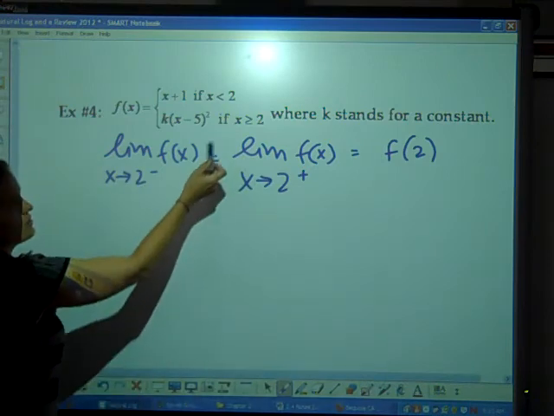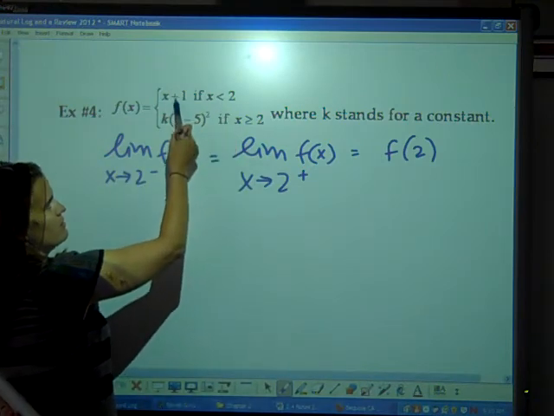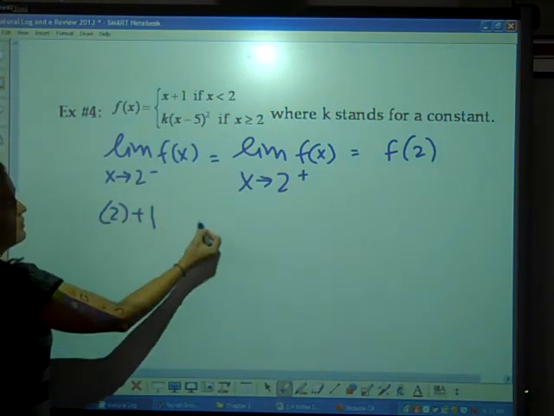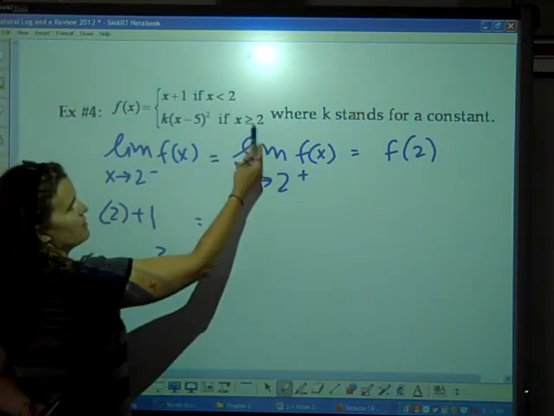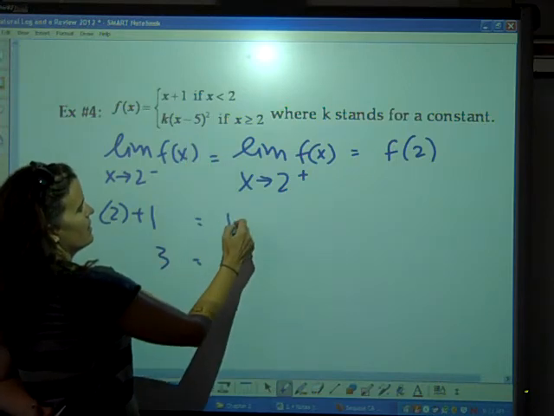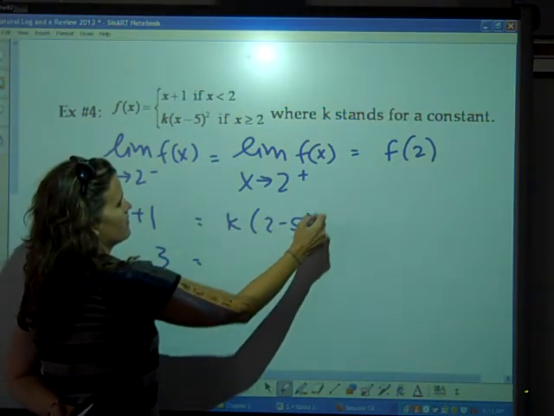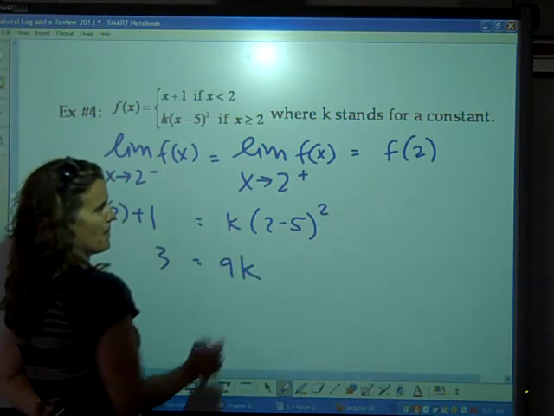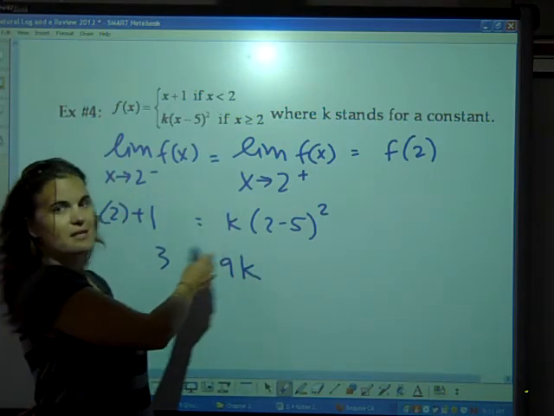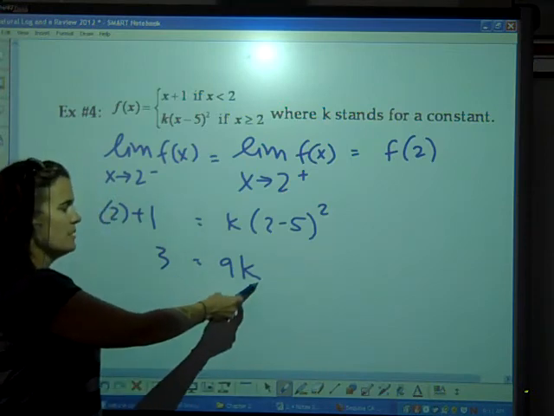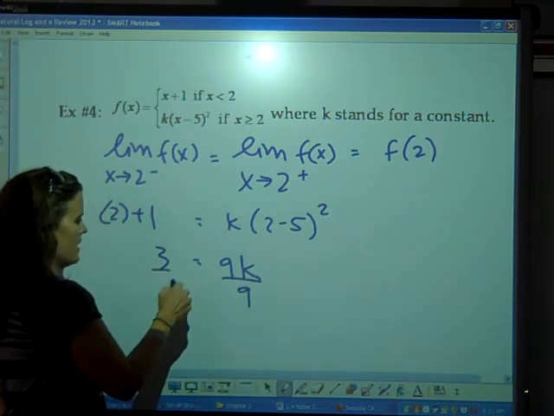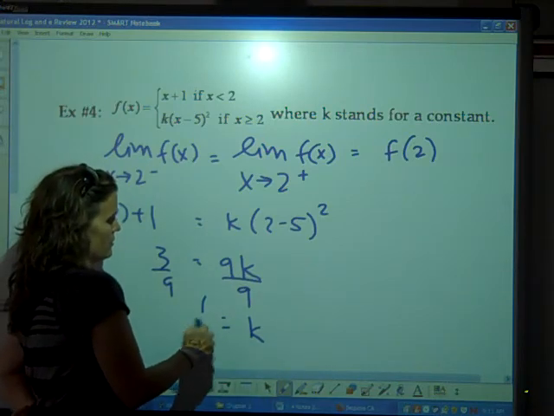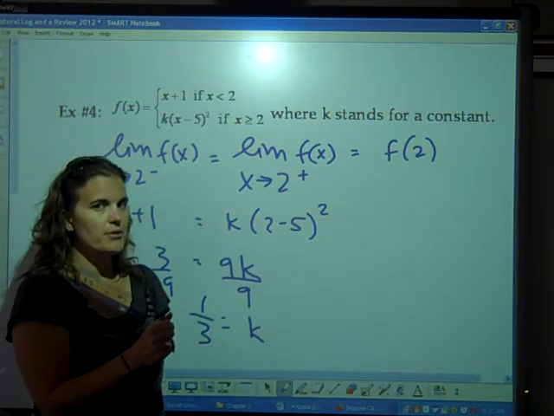Okay. So essentially what we're doing is plugging in 2 into this equation from the left. So 2 plus 1. We want that to equal plugging in 2 into this equation. So k times 2 minus 5 quantity squared. So negative 3 squared would be 9k. So if the limit from the left has to equal the limit from the right, then 3 must equal 9k. So divide both sides by 9, and we're left with k equals 3/9, which you could totally leave, but let's go ahead and reduce that, and we get a k value of 1/3.